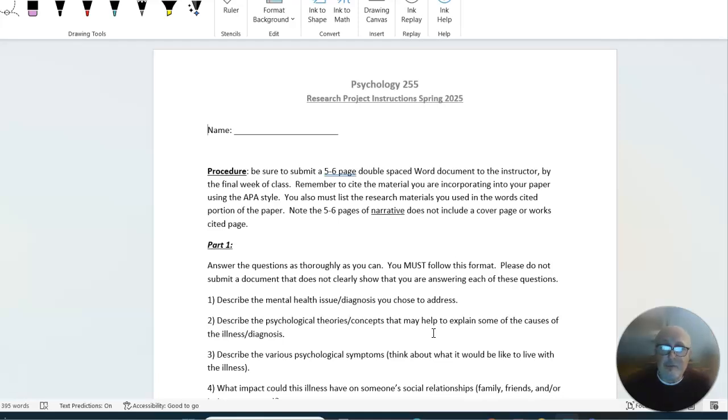So a couple things to think about. One is this is an individual assignment, meaning you're not going to work on it with anybody else. This is your research project. How this differs a little bit from other research projects that you might have done in other courses is you are using this as your template. So again, I don't want you to give me a research paper that's 5 or 6 pages of just paragraph after paragraph after paragraph. I want you to give me a research paper that looks like this.